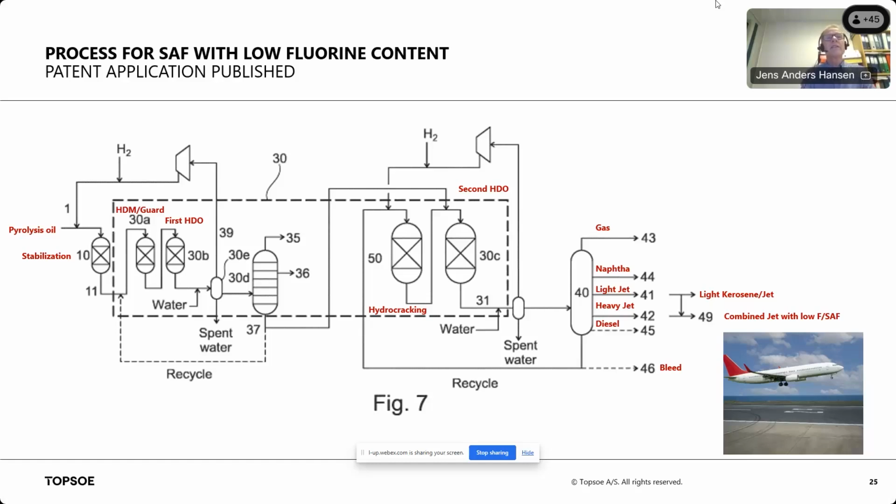And then we had this split where we could maybe route a little bit of the light jet into the combined jet to obtain the right fluorine content. So this was the one way to cope with that fluorine content.